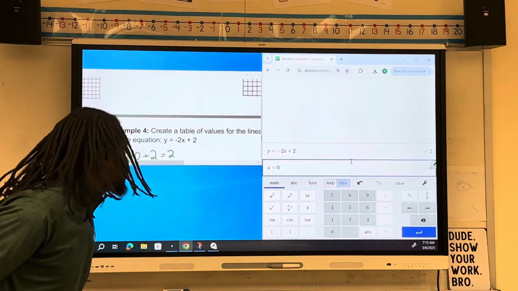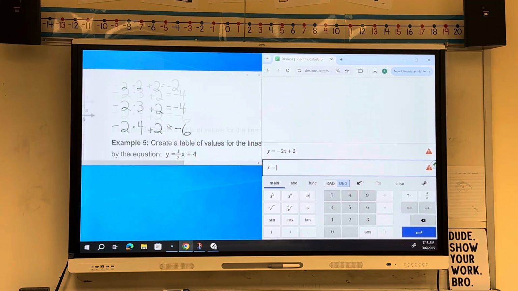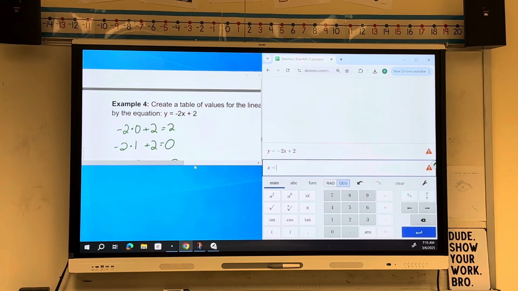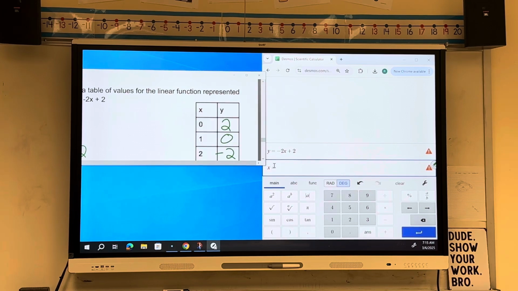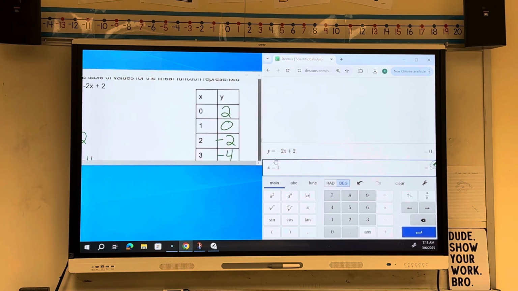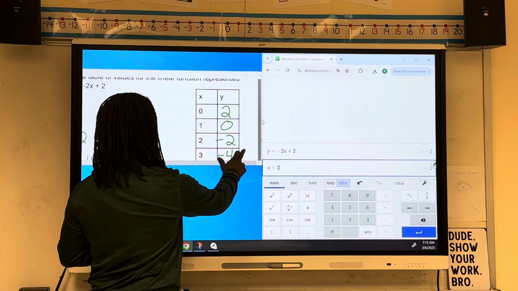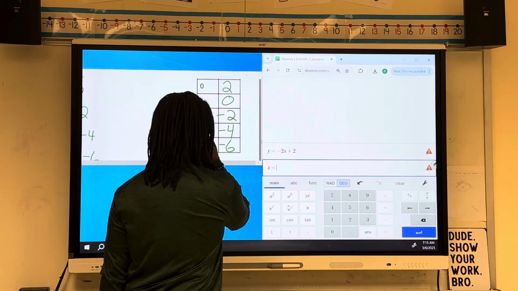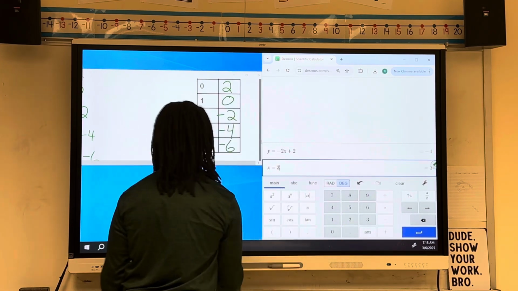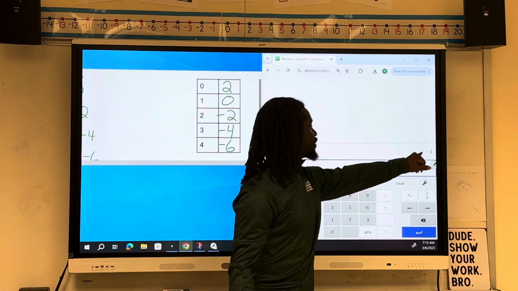And then the next value we had was, let me move this down, 1. So when x equals 1, we have that it equals 0. So I'm just checking my answers here. Then when I had 2, we see that it equals negative 2 there. So I can use Desmos also to check, or this is another way to find it. When I put in x equals 3, I see that it equals negative 4.